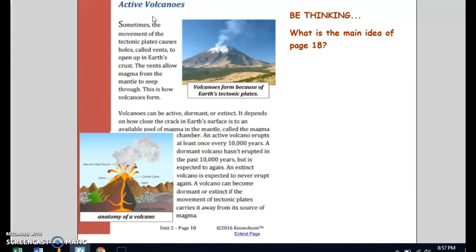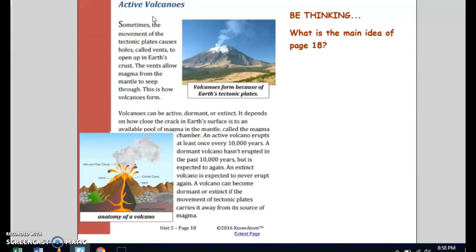Sometimes the movement of tectonic plates causes holes, called vents, to open up in the Earth's crust. The vents allow magma from the mantle to seep through. This is how volcanoes form. Volcanoes can be active, dormant, or extinct. It depends on how close the crack in Earth's surface is to an available pool of magma in the mantle, called the magma chamber. An active volcano erupts at least once every 10,000 years.